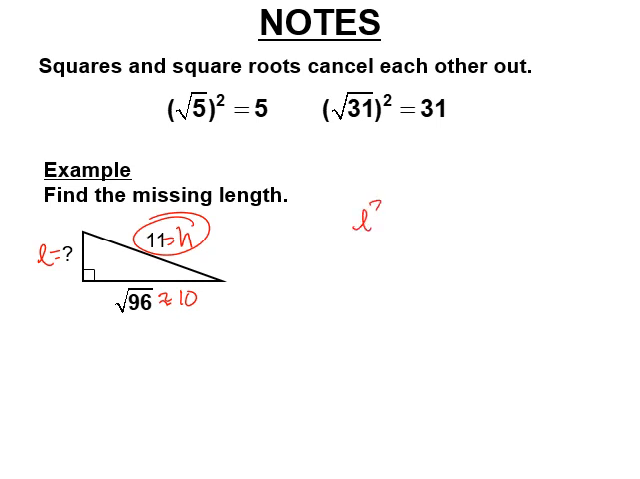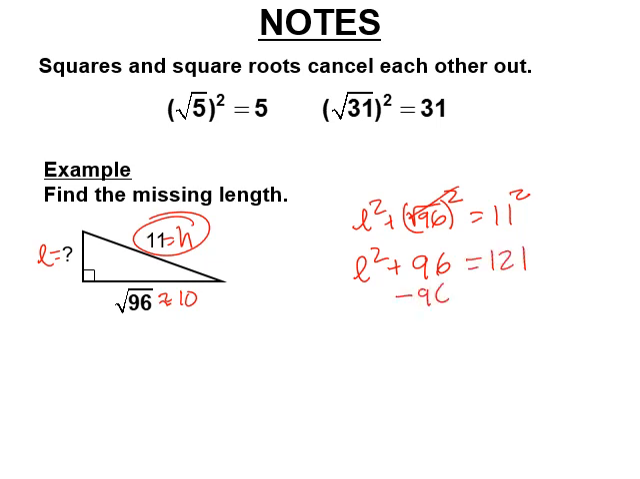So we have leg squared plus square root of 96 squared equals 11 squared. So leg squared, square root of 96 squared just cancels out, 96. 11 squared is 121. Subtract 96 from both sides. The missing leg squared equals, borrowing, 11 minus 6 is 5, 11 minus 9 is 2.